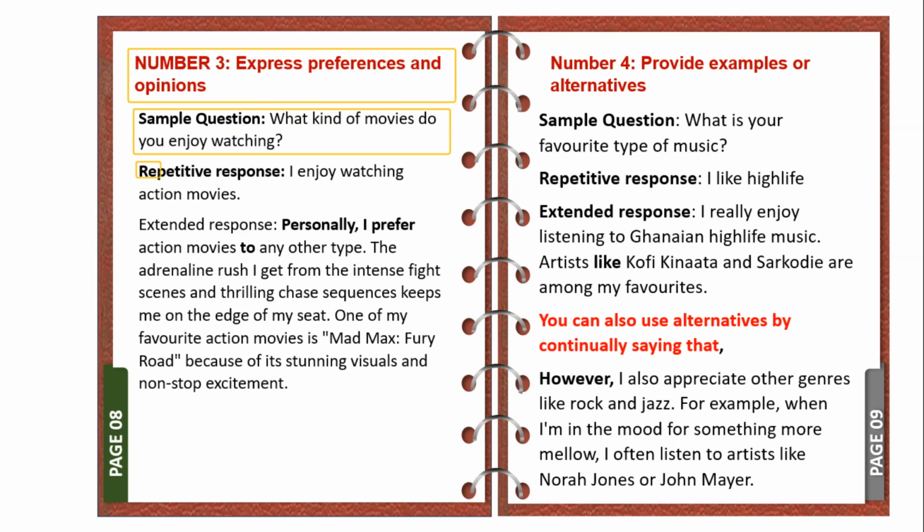So don't just say that I enjoy watching action movies, especially if you like action movies. Don't just say that and leave it. Right? You can go further. You can state that personally, I prefer. So you can see that I use preferences. Prefer to. I use that just to show what I like or my opinion on those two things. So I prefer action movies to any other type.